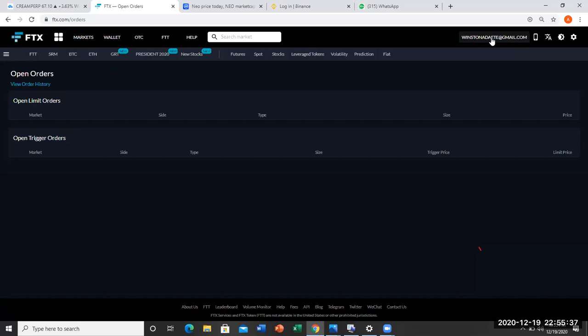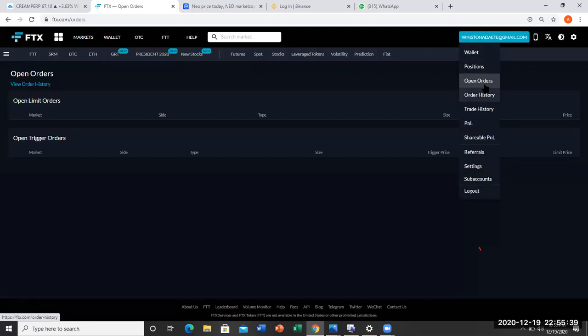Whether stop loss, take profits, or new positions, you're going to be seeing them. And then your order history, your trade history, your profit and loss, shareable profit and loss. This one you can share. Your referrals are seen here, your settings, your sub accounts. And I hope this sub account feature is very clear. I hope you understand why this sub account feature is very necessary.